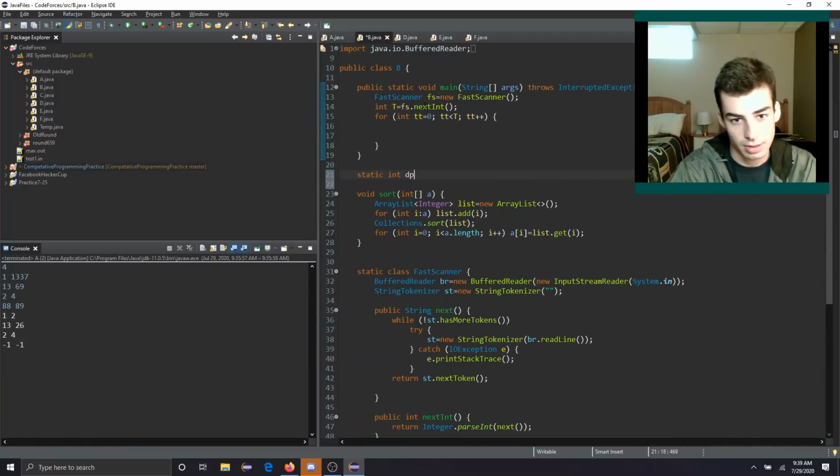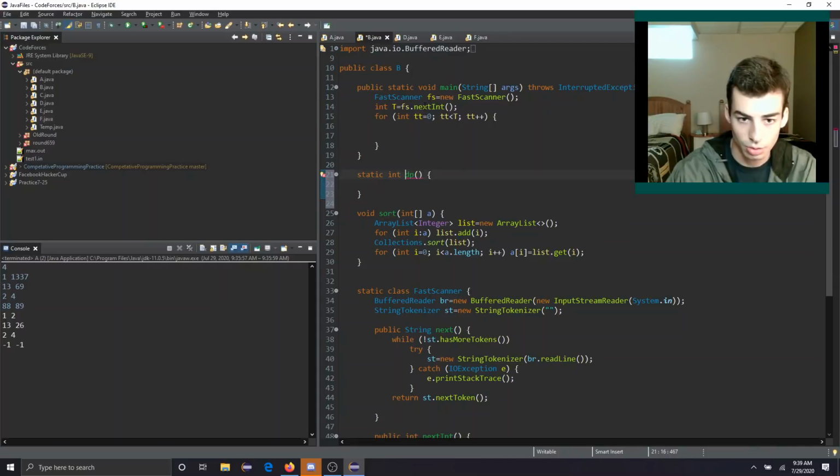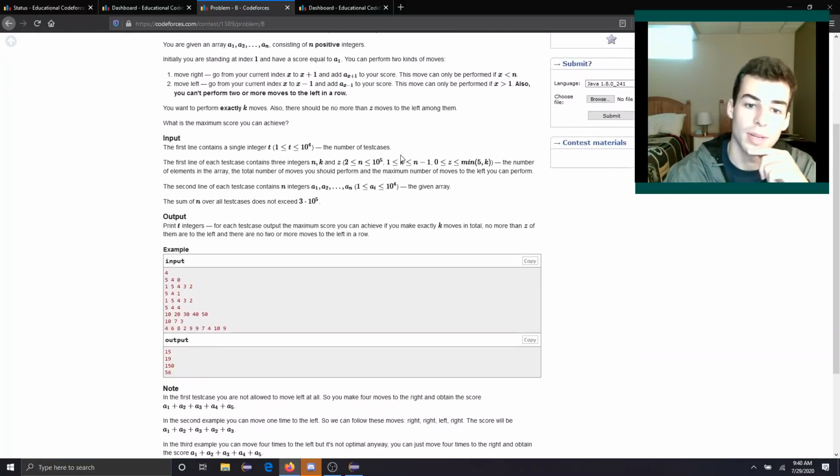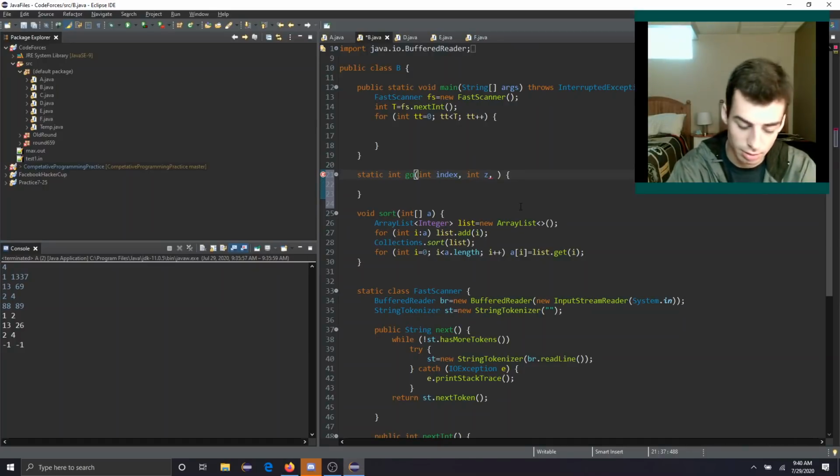Static int dp, or I guess we'll call this go. Index, also int at, which is where we are. Int z will be the number of, that doesn't work because it's n times k, I think. No, it's not n times k, because the number of moves can be extracted from the number of left moves we've taken. Yeah, so int left allowed, int left last, and then also int moves left.